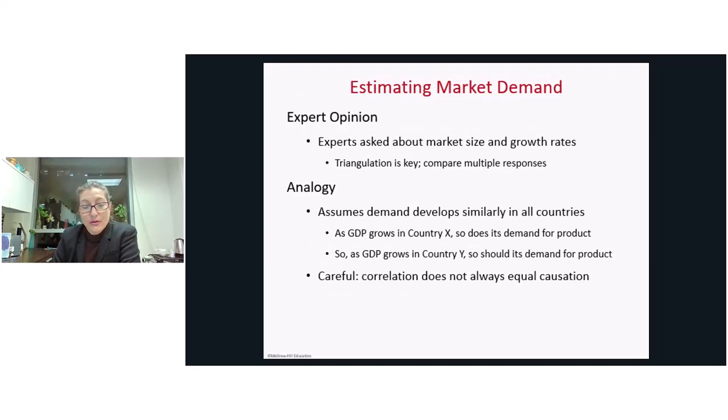We can also use an analogy where we're assuming demand develops similarly in all countries. So as GDP grows in country X, so does demand for the product. So as GDP grows in country Y, so should its demand for the product. But careful, because correlation does not always equal causation.